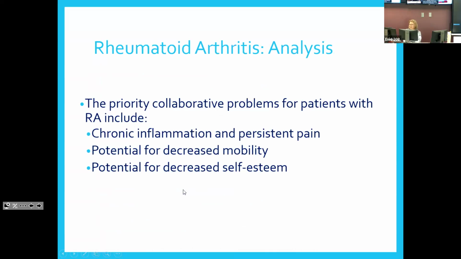When you're collaborating, priority collaborative problems for patients with RA include chronic inflammation and persistent pain, potential for decreased mobility, and potential for decreased self-esteem.